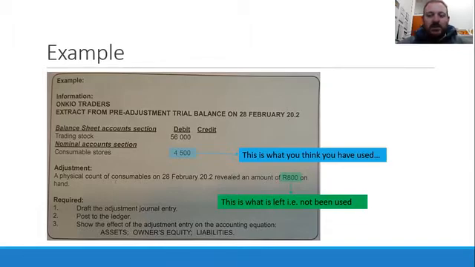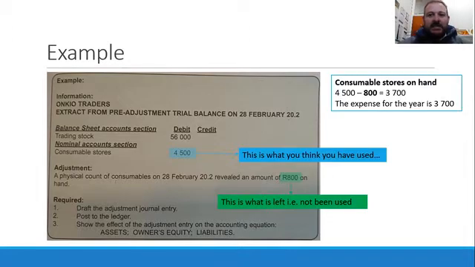So you can see already, from an expense perspective, that the actual expense for consumable stores for that year is not 4,500 Rand. You actually have to deduct 800 Rand of that because that's what's left over. It hasn't been used yet. So the actual consumable stores expense should be 3,700 Rand and not 4,500 Rand. And to be able to do that adjustment, you create a new asset account called consumable stores on hand.